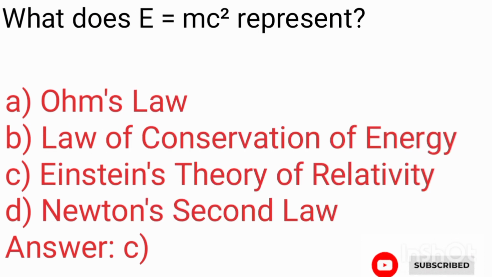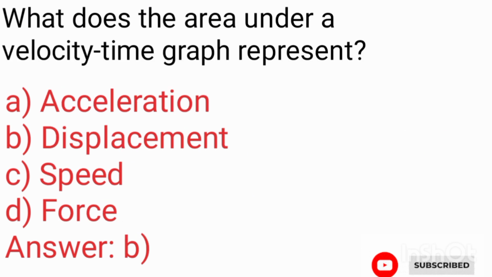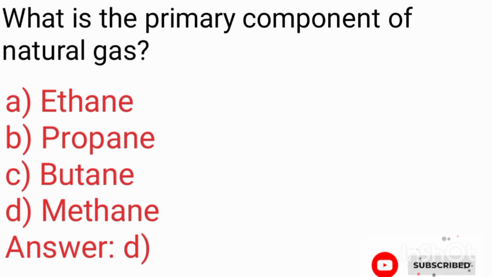What does E equals mc squared represent? Einstein's theory of relativity. What does the area under a velocity-time graph represent? Displacement. Option number B is correct. What is the primary component of natural gas? Methane. Option number D is correct.